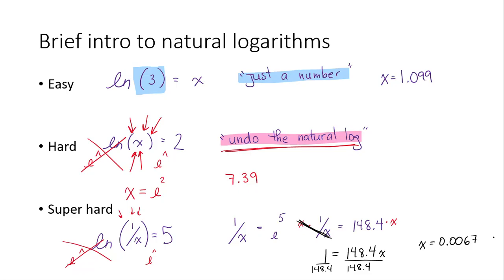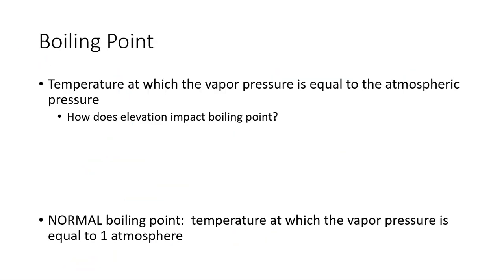You need to have a basic understanding of natural logarithms and undoing natural logarithms in order to do the chemistry. All right, so this is just a review slide. I'm sorry, I was supposed to delete it. We're talking about boiling point. Boiling point is the temperature at which the vapor pressure is equal to the atmospheric pressure.